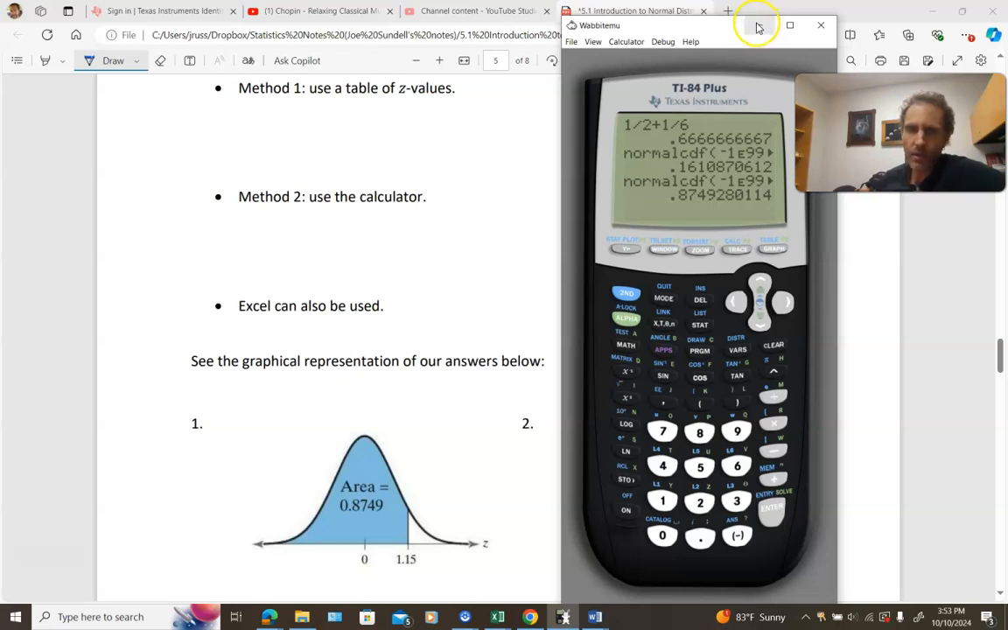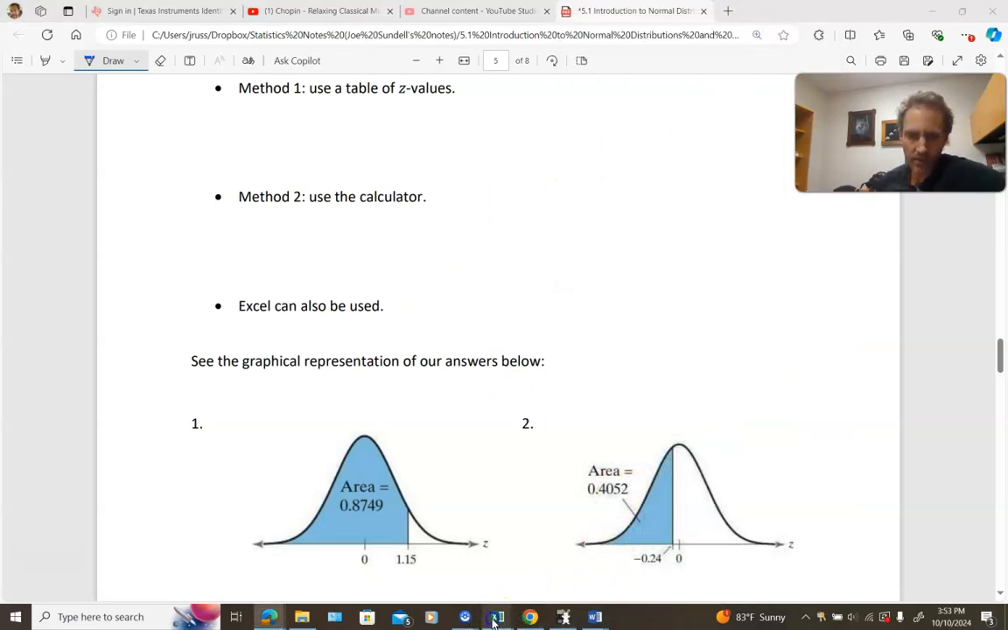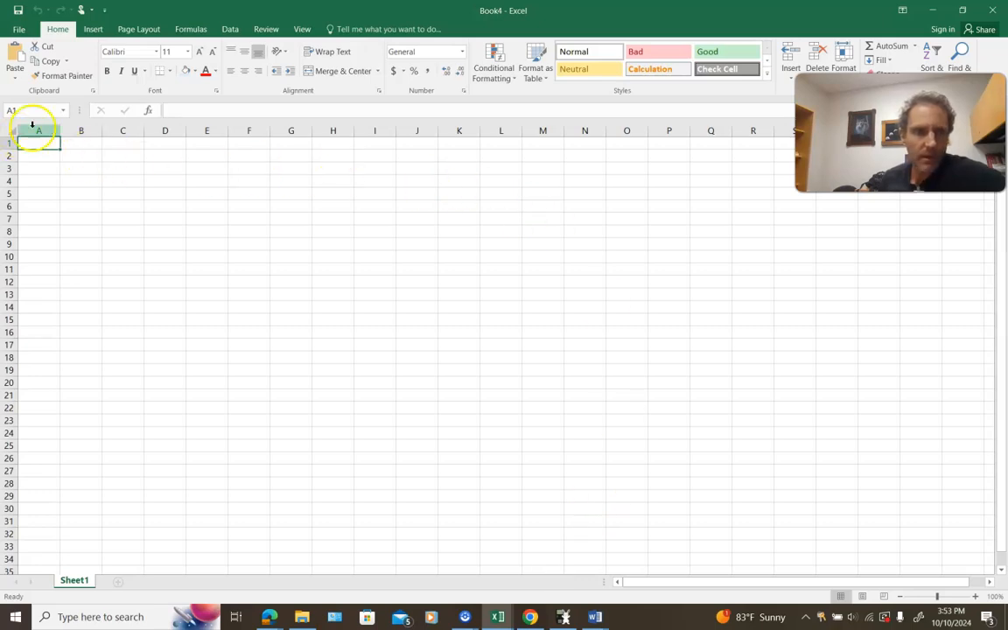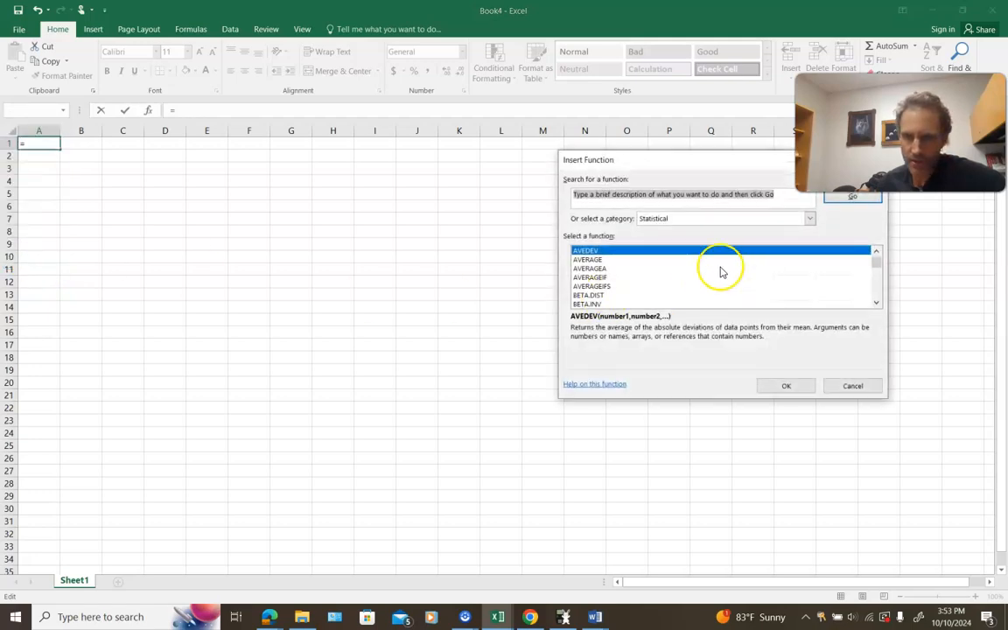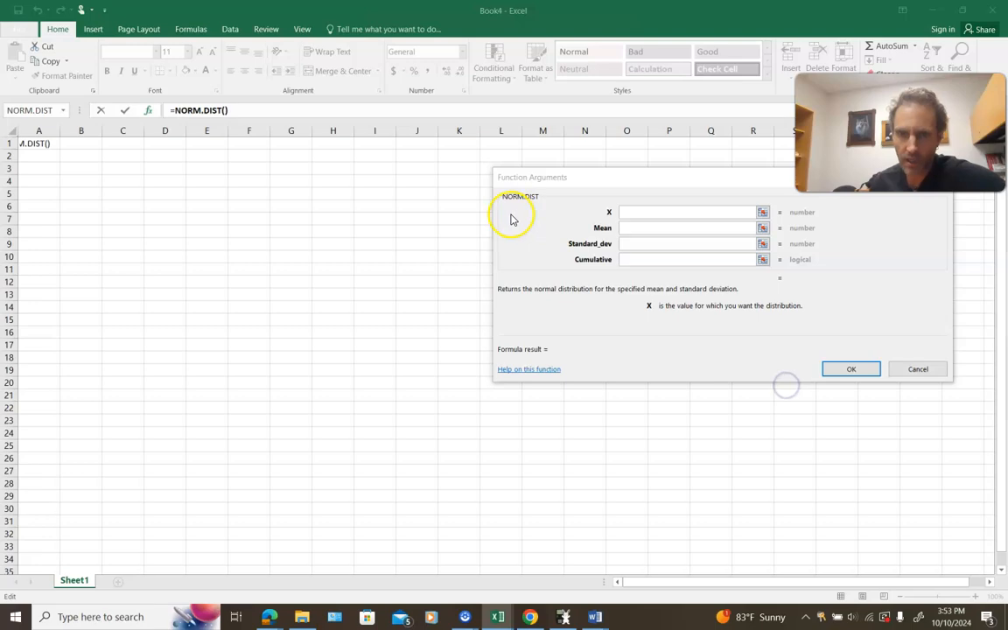And then if you want to use Excel, you can, and I'll show you how to do that. So what you have to do is hit equals. You can see I already pulled it up, but you would go to More Functions under your statistical package, and it's going to be under Normal. And it's this one right here, norm.dist.